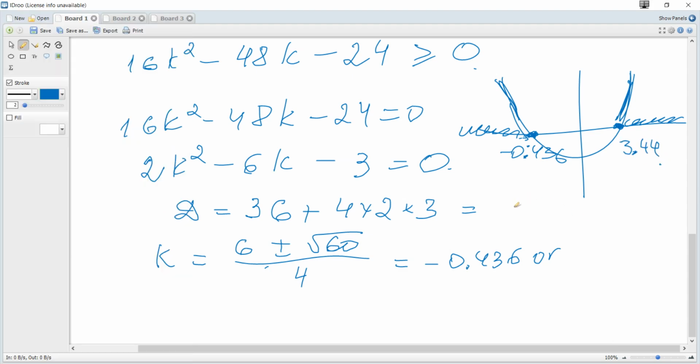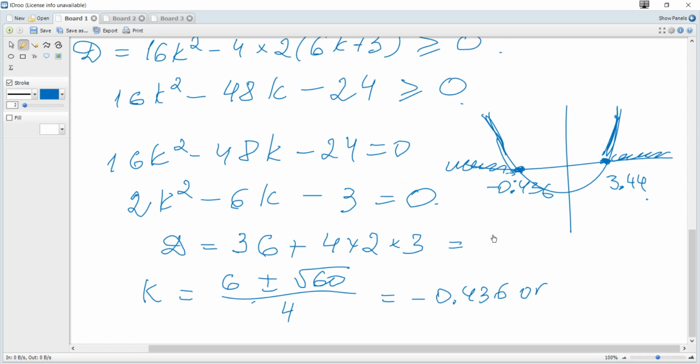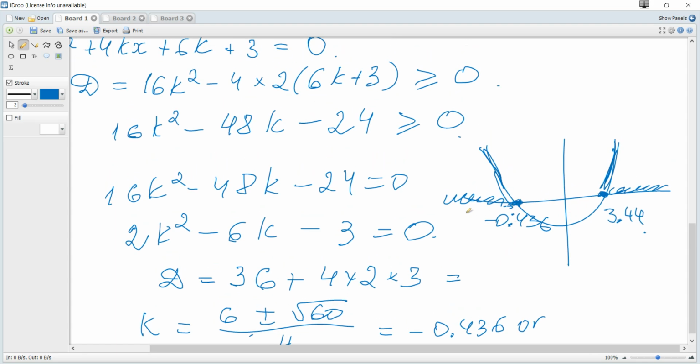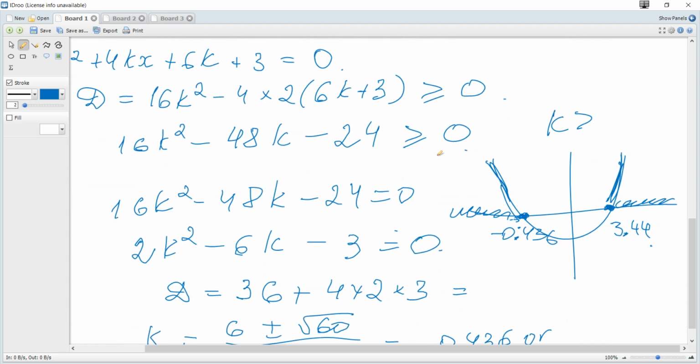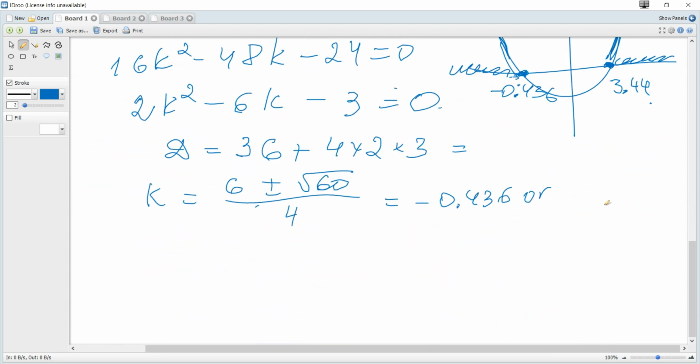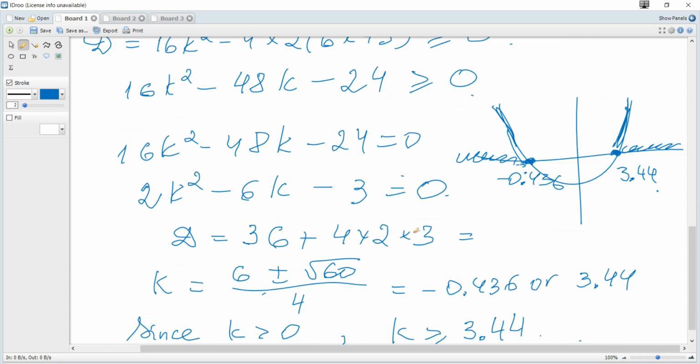In general, the solution is from negative infinity up to the smaller root, inclusive, and from 3.44, inclusive, to plus infinity. But here k is positive. So finally, since k is positive, the solution is k greater than or equal to 3.44.